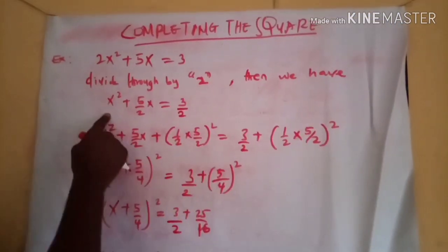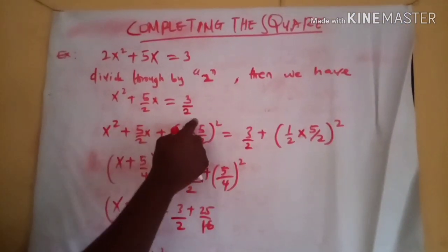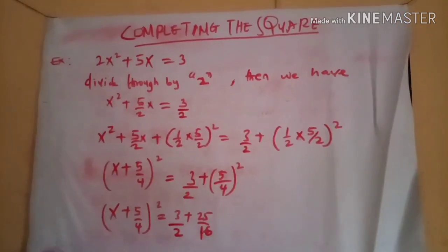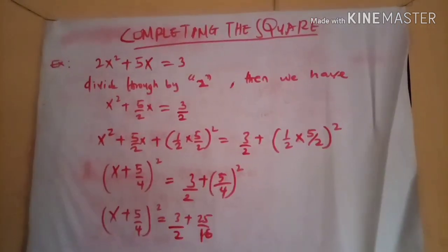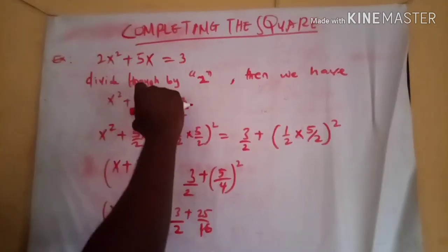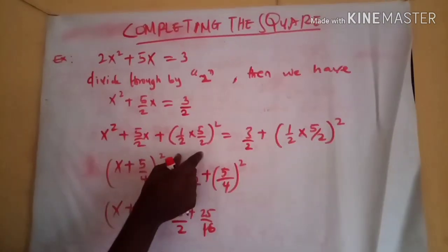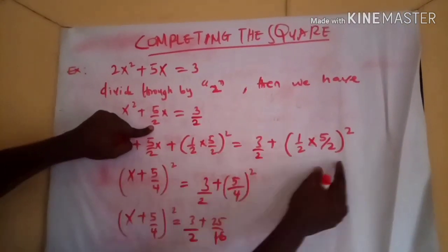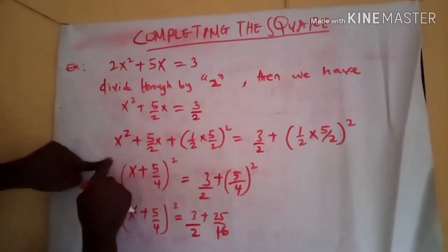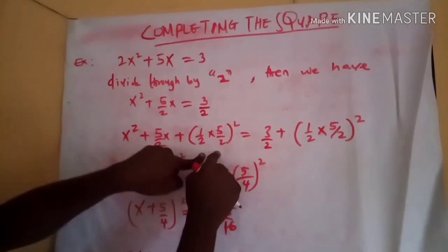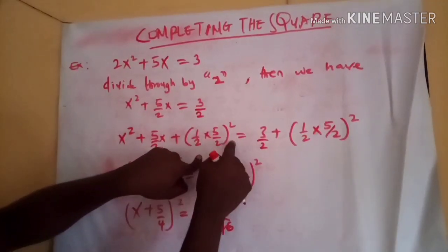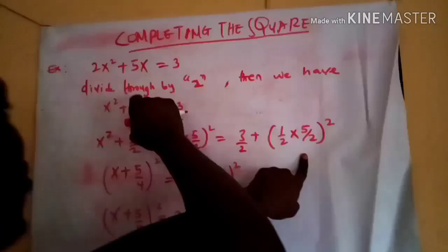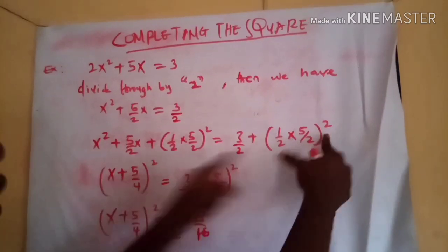We have x squared plus 5 over 2x is equal to 3 over 2. But we're going to cut this 2 away from here. So to make this a perfect square, we add half of the coefficient of x, squared, to both sides. So we have x squared plus 5 over 2x plus half of the coefficient of x all squared on this side, and 3 over 2 plus half of the coefficient of x squared on this side.